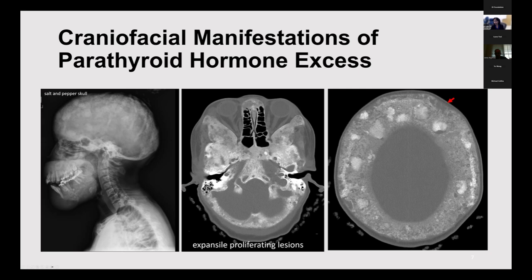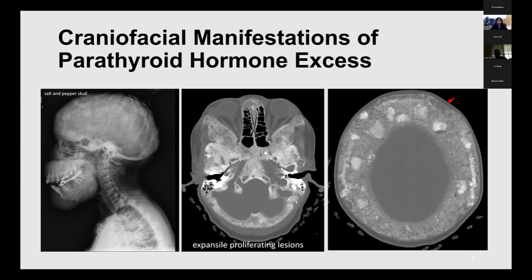And again, look at her calvarial bone. So you can see diffuse, prominent thickening of the calvarium with sclerotic bone deposits and the resorption of the outer table of the bone.